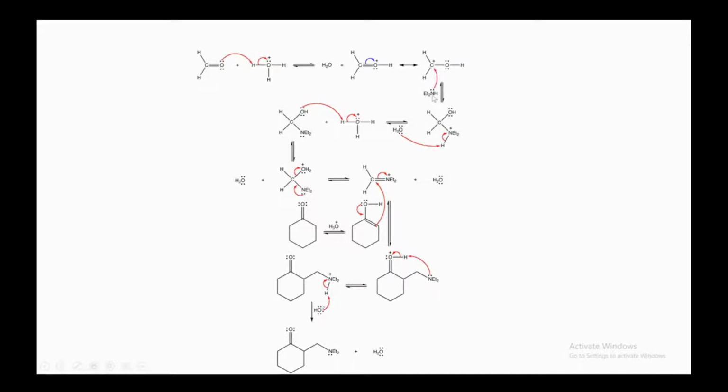This is the secondary amine, diethylamine. Now the lone pair of this nitrogen attacks this carbon. The reason why I am explaining the mechanism again is that sometimes students confuse themselves by looking at the different ways of representing structures or looking at the different bulky groups.